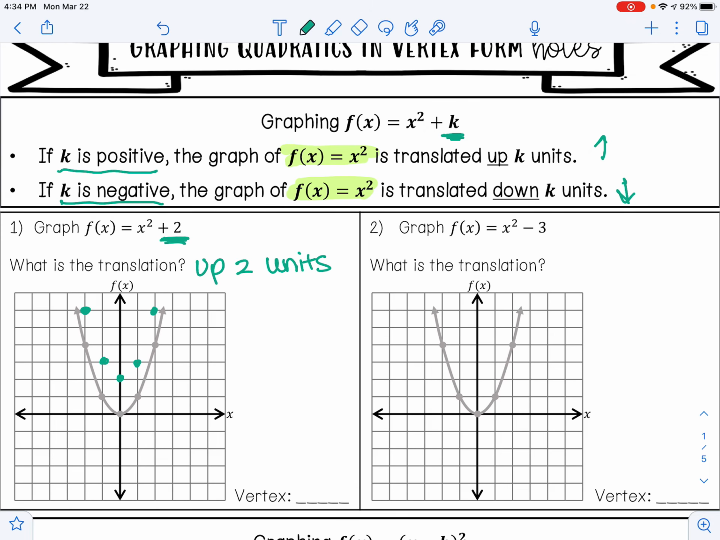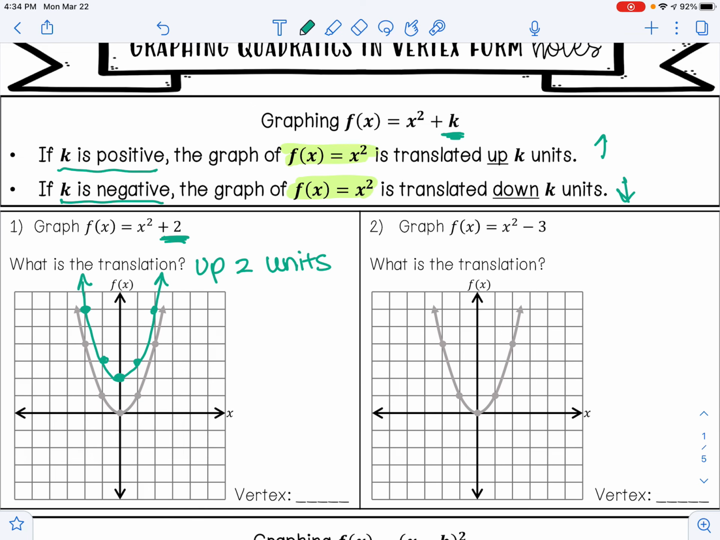Once I do that, I'm going to go ahead and connect these points to create a parabola. Remember that parabolas are U-shaped, not V-shaped, because a V will give us an absolute value function, and here we are graphing quadratic functions. So you can see that I've just shifted each of these points up 2 units. My new vertex is right here at the point 0, 2.